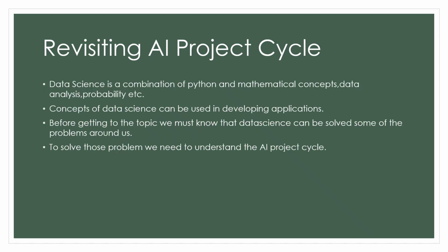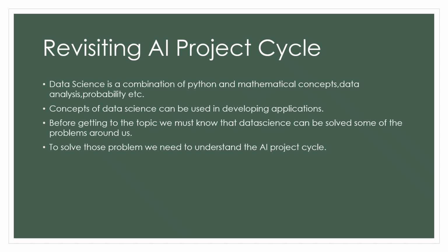Before getting into the topic AI project cycle, we must know the definition of artificial intelligence. Artificial intelligence is the ability of machines to perform tasks that usually require human intelligence, such as learning, decision making, and problem solving. And we should also know what data science is. Data science is a combination of Python and mathematical concepts. So concepts of data science can be used for developing any of the applications.